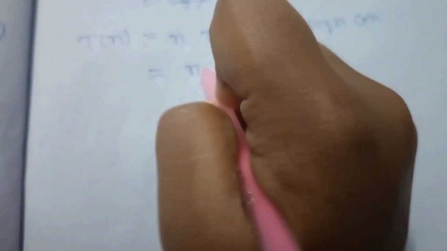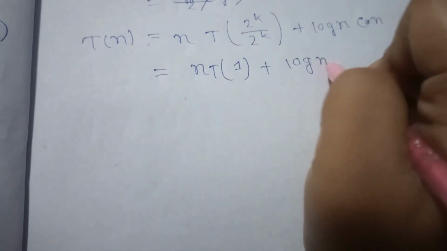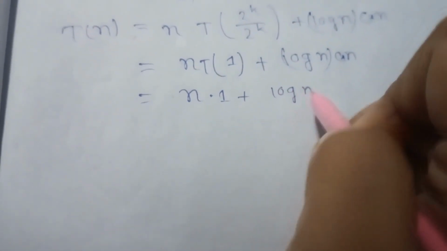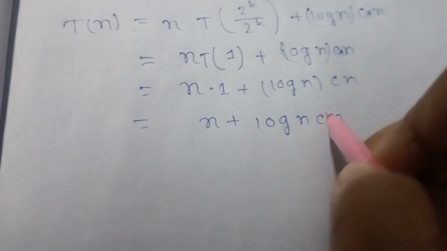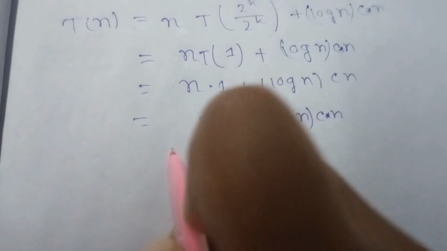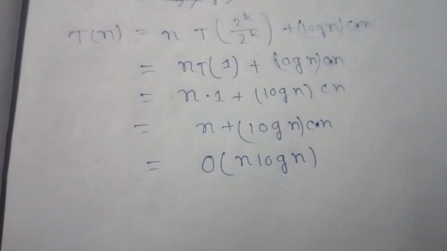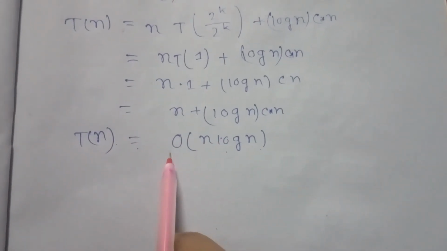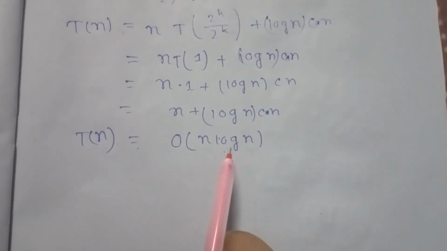N times T(1) plus log n Cn. N plus log n Cn means big O of n log n. So big O of n log n is the time complexity for the best case for quick sort.